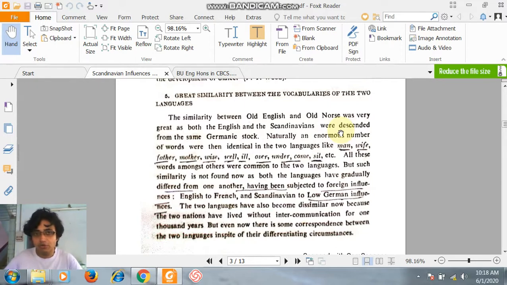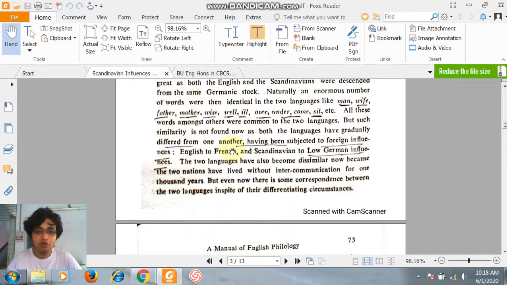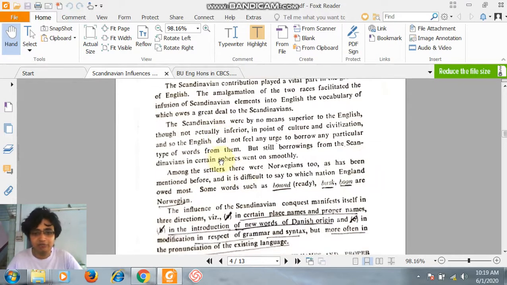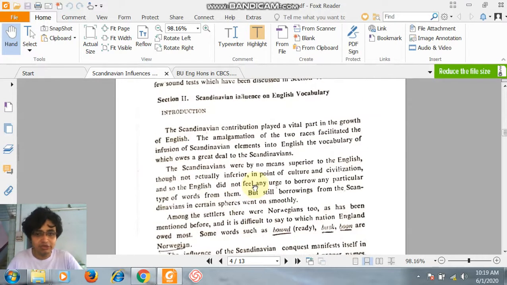So এই ওয়ার্ডগুলো অলরেডি man, wife, father, mother দুটো ল্যাঙ্গুয়েজের মধ্যে এক্সিস্ট করছে. And all these words, amongst others, were common to the two languages. But such similarity is not found now, as both the languages have gradually differed from one another, having been subjected to the foreign influences. English to the French, Scandinavian to the Low German influences, many influences occurred, and hence these two languages become sometimes dissimilar.